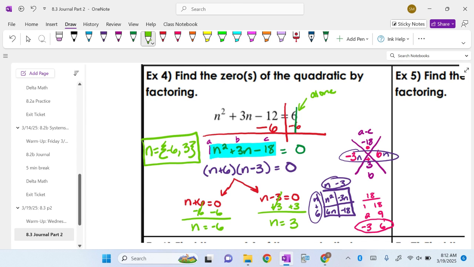That means that on my graph, my x-intercepts would be at the point negative 6, 0, and at the point 3, 0. Also, if I plugged negative 6 and 3 back in for n in my original equation, it would equal 6 when evaluated. So they are solutions to this equation right here. Any questions on that?